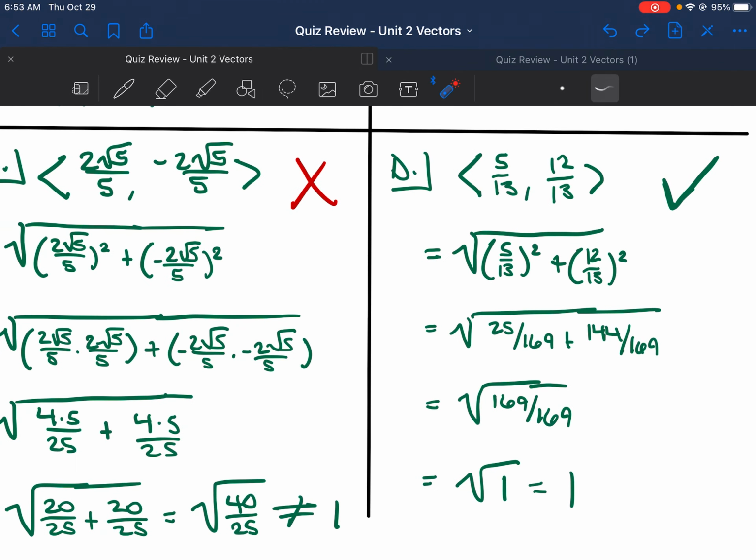Then lastly, we have vector D from answer choice D. We have vector 5/13, 12/13. 5/13 squared is 25 over 169. 12/13 squared is 144 over 169. And adding those pieces together, we get 169 over 169, which is 1, and we know that the square root of 1 is 1.